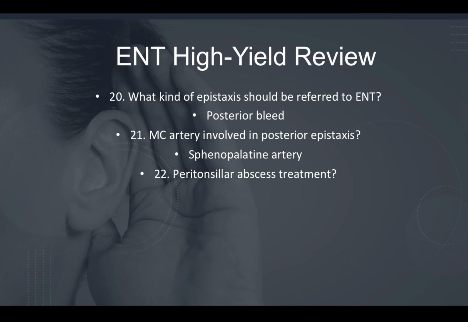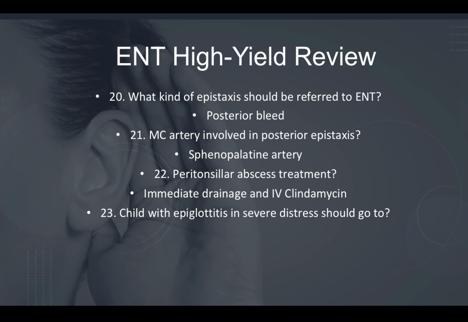Peritonsillar abscess treatment. So treatment for peritonsillar abscess is immediate drainage, and you're going to prescribe IV clindamycin. So they're going to list immediate drainage and something else, IV clindamycin and something else. The answer is immediate drainage and IV clindamycin for peritonsillar abscess. That's your hot potato voice on presentation.